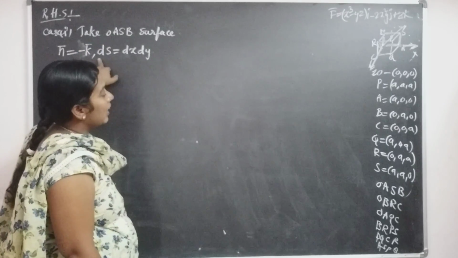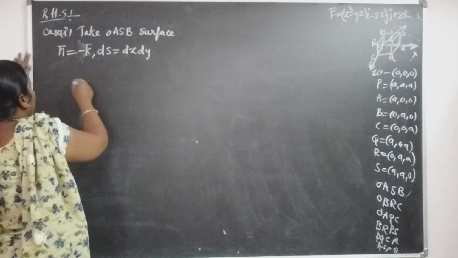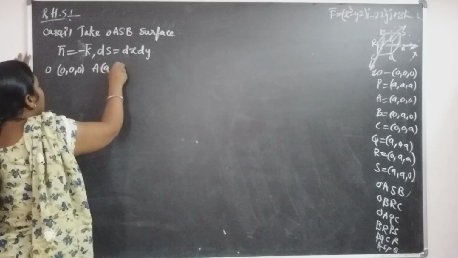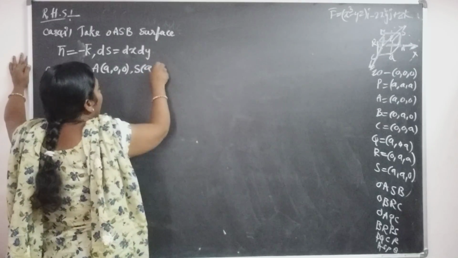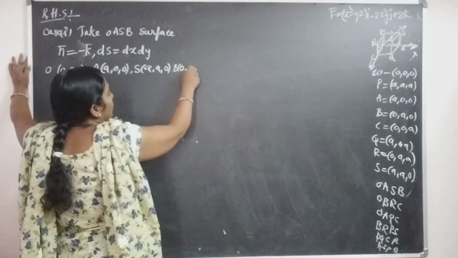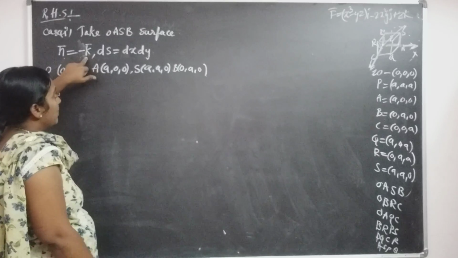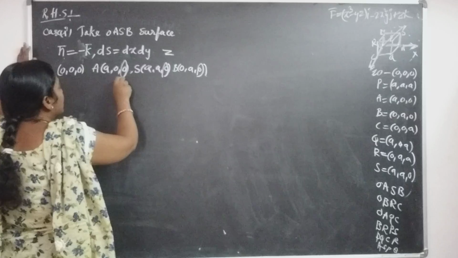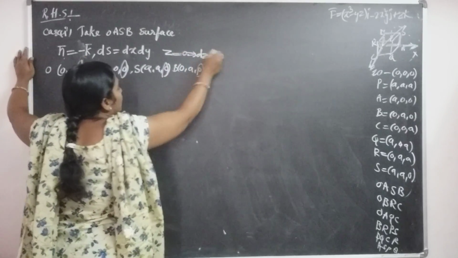ds is equal to, in the xy plane, dx dy. Next, O is 0 0 0, A is A 0 0, S is A A 0, B is 0 A 0. In this, the outward normal vector is k bar, meaning here z. What is the z value? z is 0 at all points, so the z value is 0. From this, dz equal to 0.